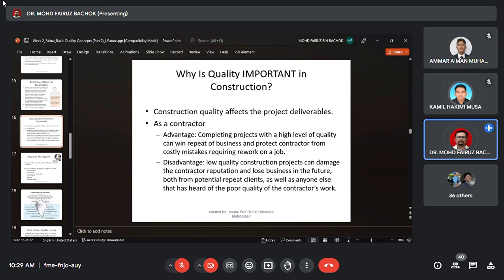Okay. Why is quality important in construction? Why is quality important in construction? Okay, construction quality affects the project deliveries. How do you know that you implement or produce a quality construction? Okay, how do you know? How are you going to know?